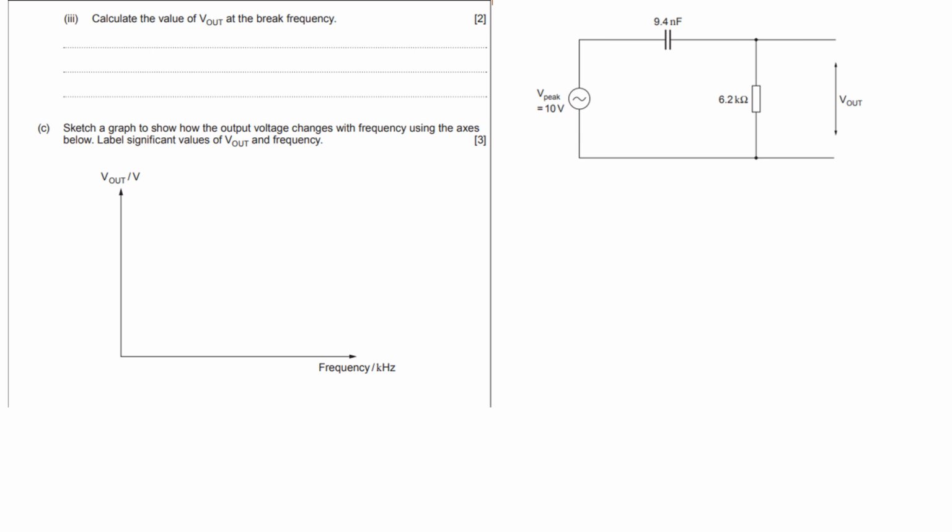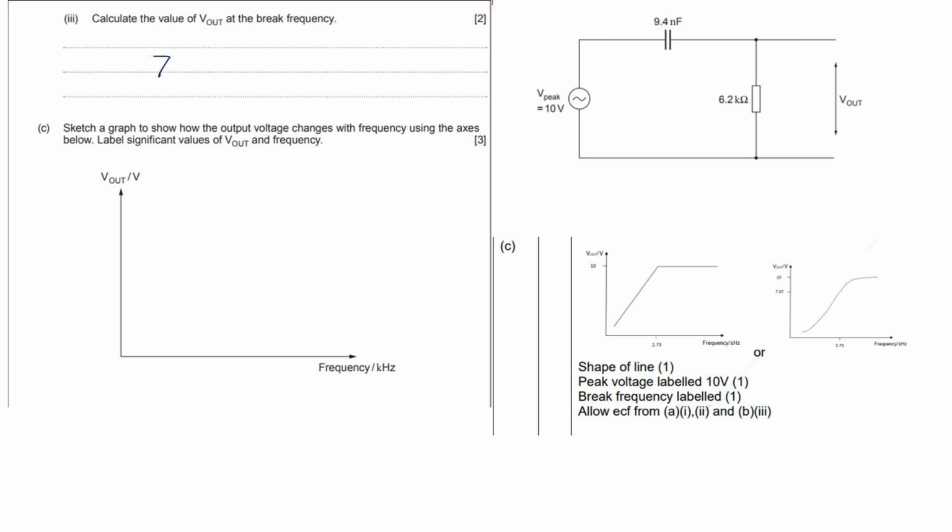Okay, calculate V out at the break frequency. Well, that's dead easy. It's basically 70%, isn't it? So if it's 10 volts going in at the break frequency, it'll be 7 volts coming out. Okay, so 7 volts coming out. And then obviously sketch the graph.